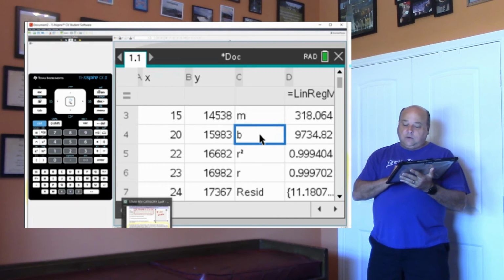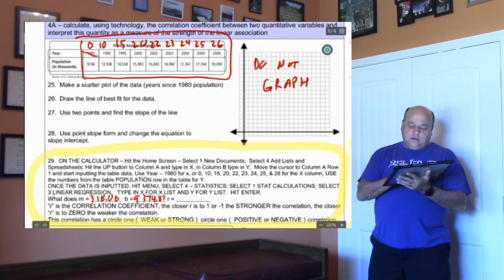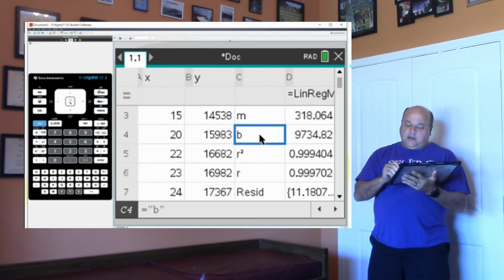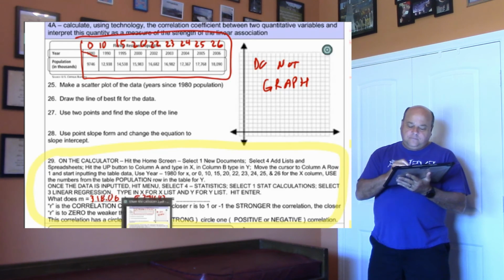9374.82. 9374.82. And the R is a very important number. It's 0.999.